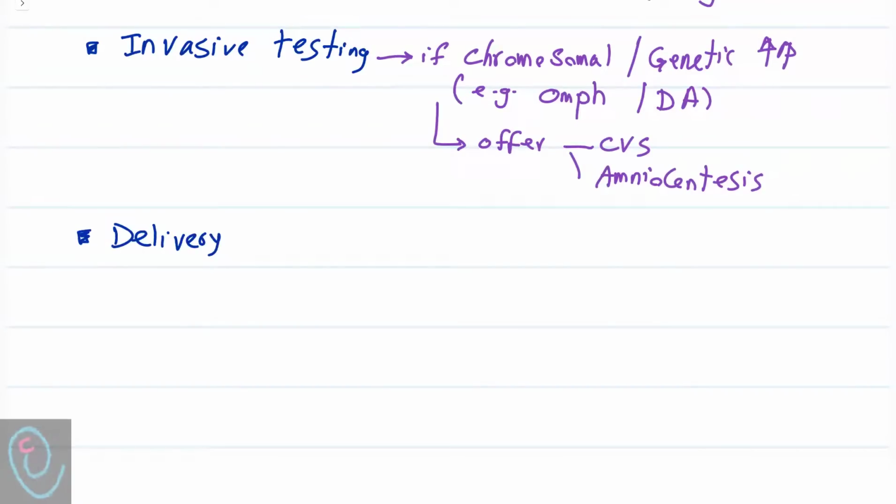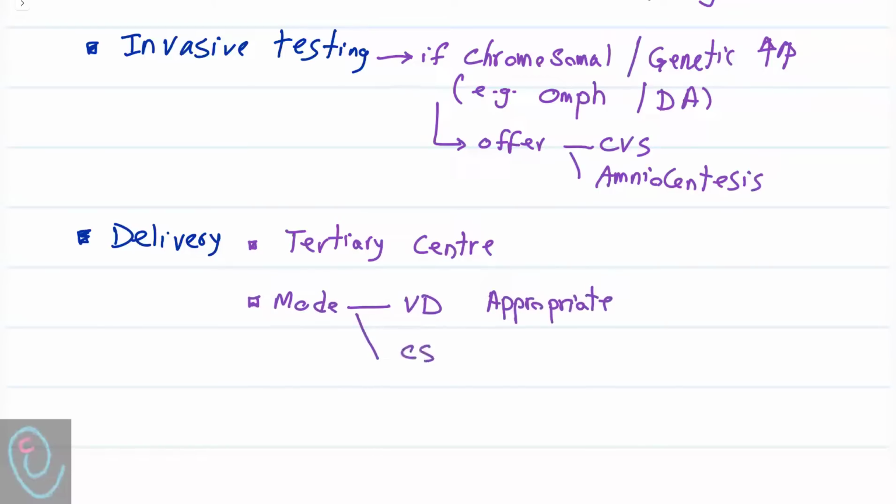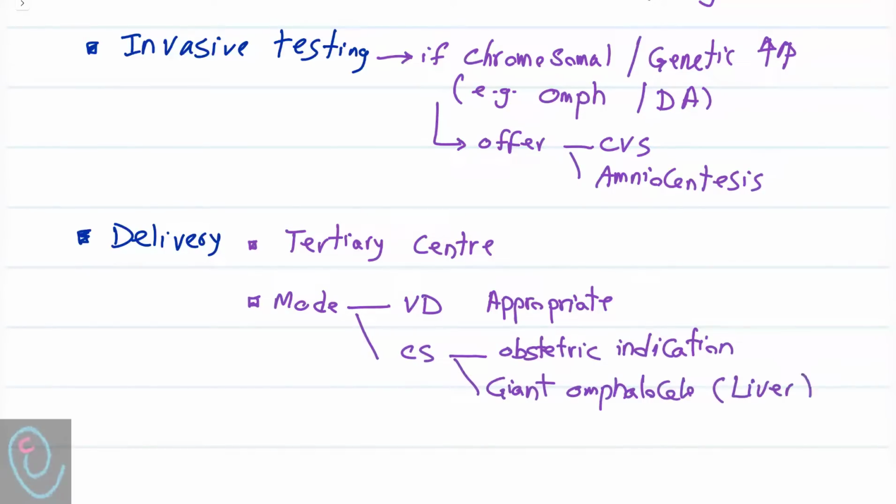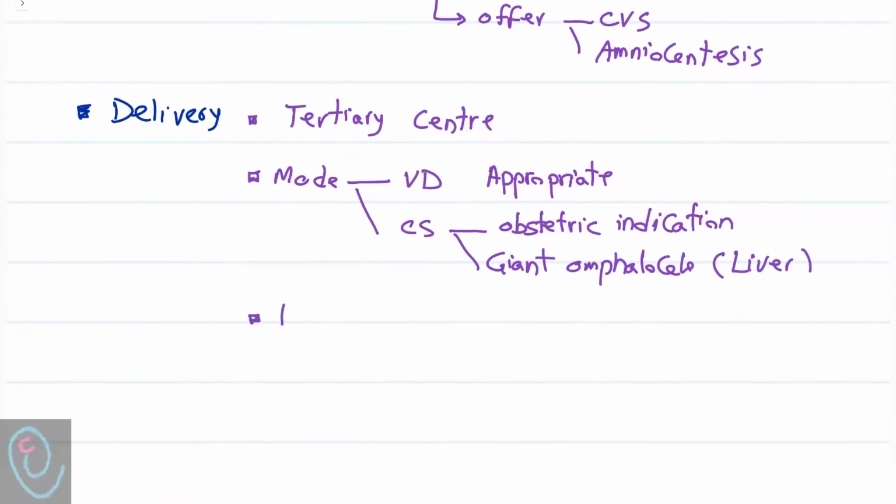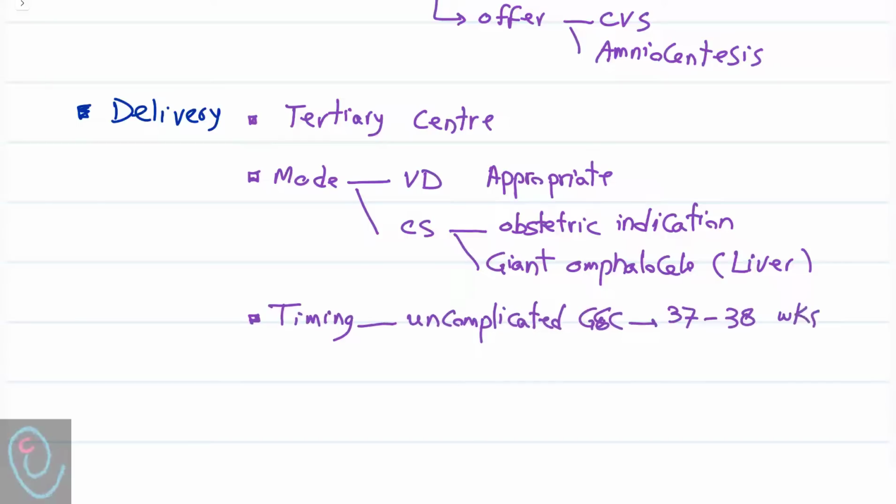Regarding delivery, it should be performed at a tertiary center. Vaginal delivery is appropriate, and cesarean section is reserved for obstetric indications, and also if there is a giant omphalocele with liver herniation. Regarding timing, in uncomplicated gastroschisis, delivery is from 37 to 38 weeks, and in cases of uncomplicated intestinal atresia, delivery from 38 weeks.